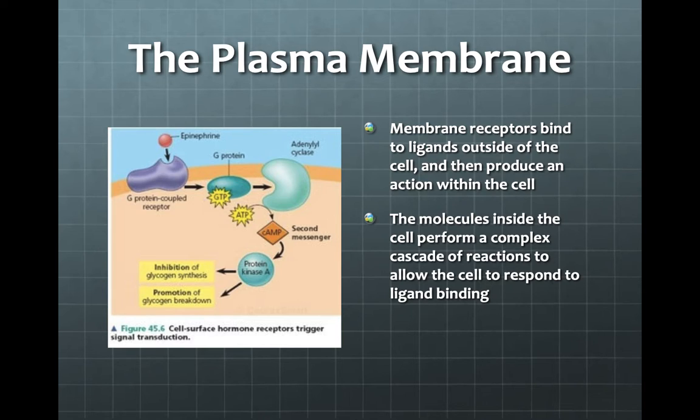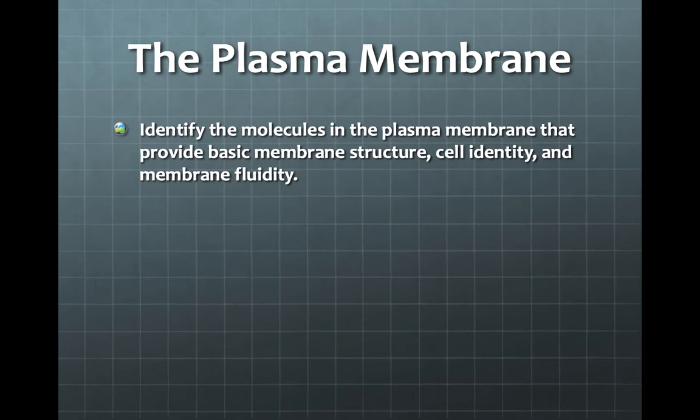Now, membrane receptors bind to ligands outside the cell to produce an action within the cell. These molecules inside perform a complex cascade reaction, allowing the cell to respond to the ligand binding. And so this could be dealing with, in this case, epinephrine, for body response. We can also deal with this with bacteria, and we have white blood cells going through a cascade.